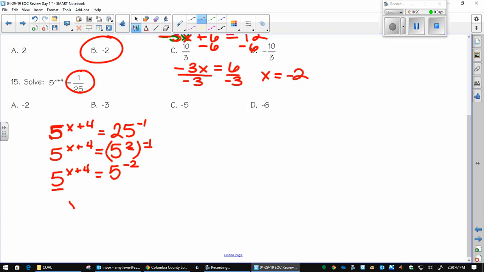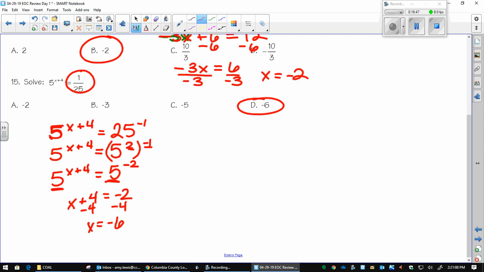Now, once we have the bases the same, they're both 5, we can set the exponents equal to each other and just solve from there. So we end up with x equals negative 6. And our answer then is D.